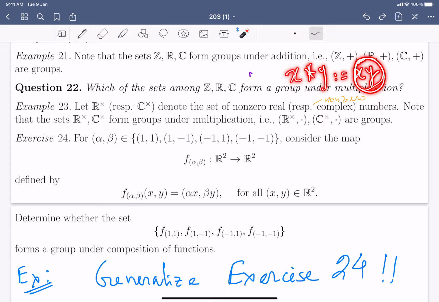You also know that multiplication of real numbers is associative, so you also have the third condition here. That is something that you already know. What is left is to focus on the fourth and the fifth conditions: existence of identity and existence of inverse. Great. Here are also certain examples: R cross and C cross denote the sets of all non-zero real and non-zero complex numbers. Then you can show that they form groups under multiplication.